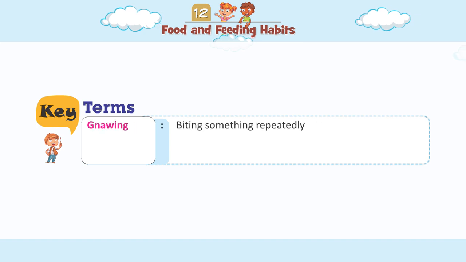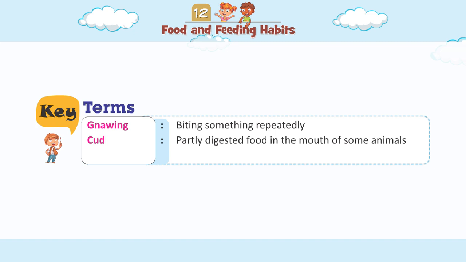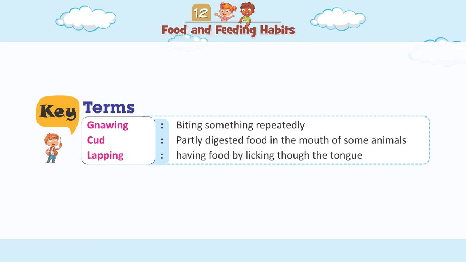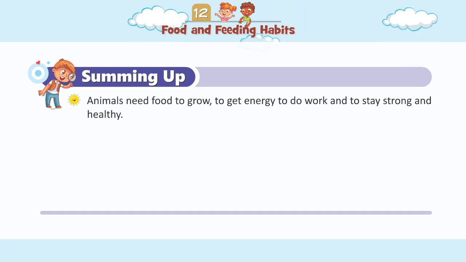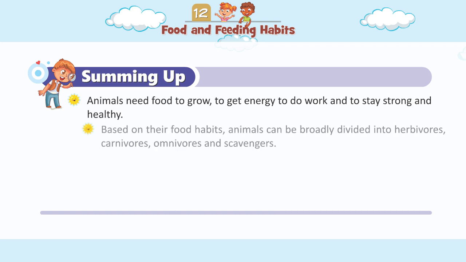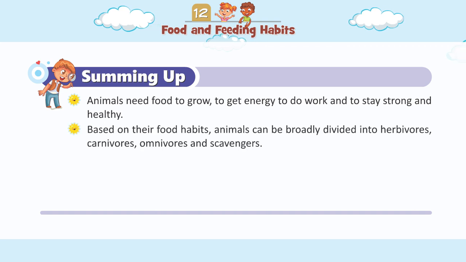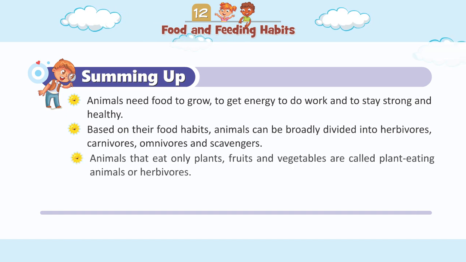Key terms: gnawing, biting something repeatedly; cud, partly digested food in the mouth of some animals; lapping, having food by licking through the tongue. Summing up: animals need food to grow, to get energy to do work, and to stay strong and healthy. Based on their food habits, animals can be broadly divided into herbivores, carnivores, omnivores, and scavengers.